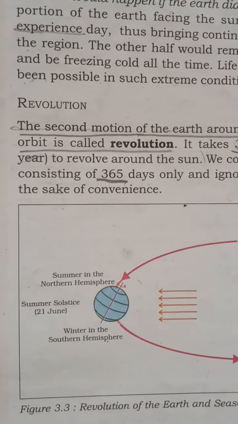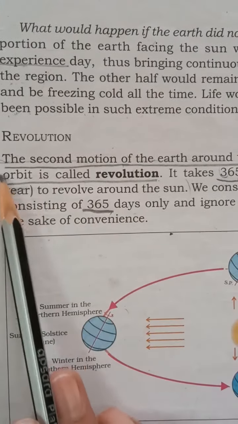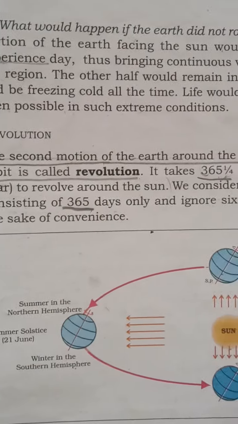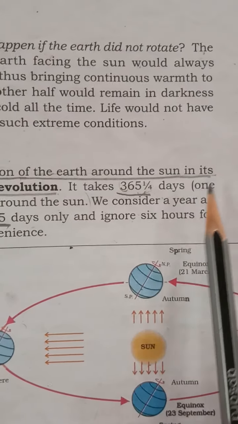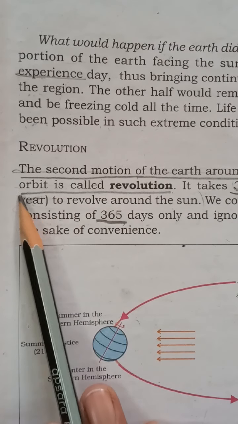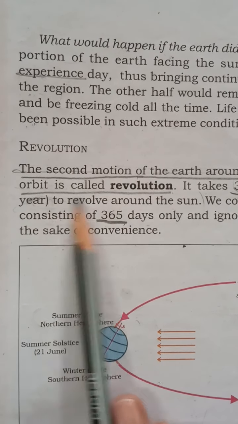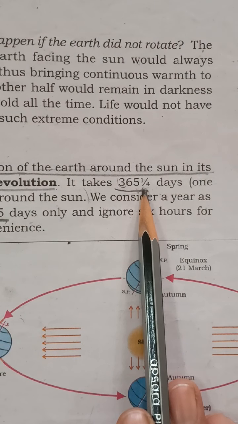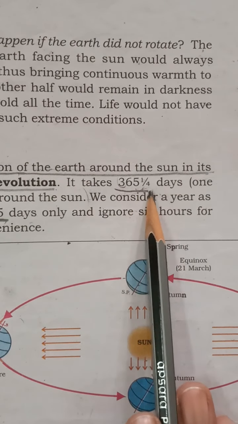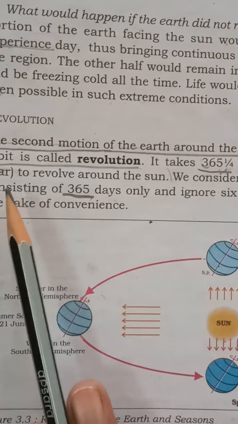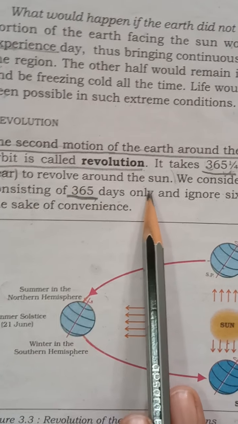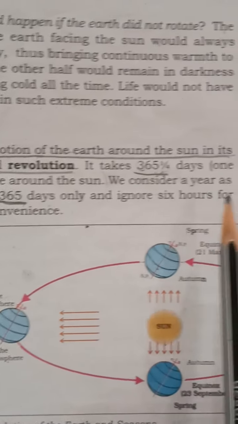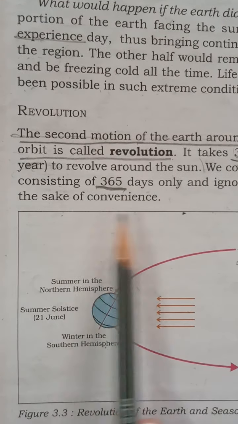Now another movement of this earth is revolution. That means while it is rotating, at the same time it is revolving around the sun. This is the second motion of the earth, that is revolution, and it moves on its fixed path, that is called orbit. Okay, now it takes 365 days and 1/4 day, that means 6 hours, to revolve round the sun. So we consider a year for our convenience to be of 365 days only, and we ignore the 6 hours for the sake of convenience.